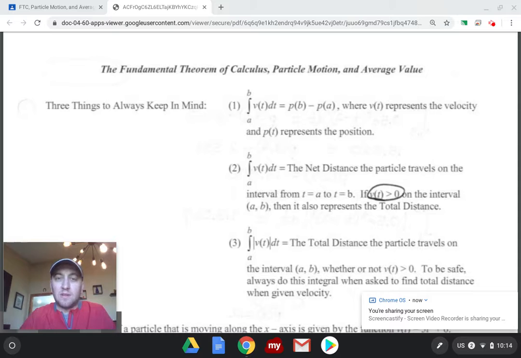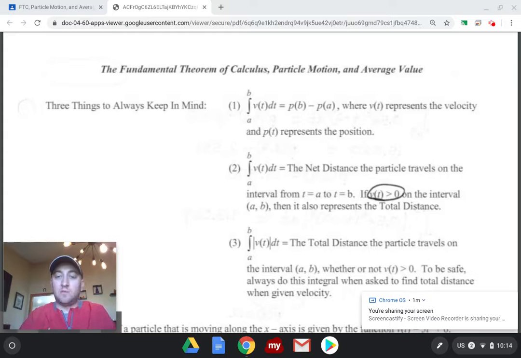So you notice here the first thing that they're talking about is particle motion. So there's three things to keep in mind. The integral from a to b, v of t dt would be p of b minus p of a, where v of t represents velocity and p of t represents the position. So that leads us to two things. The first is that the integral from a to b of v of t is equal to the net distance the particle travels on the interval from a to b. And that's only true really if v of t is greater than 0.